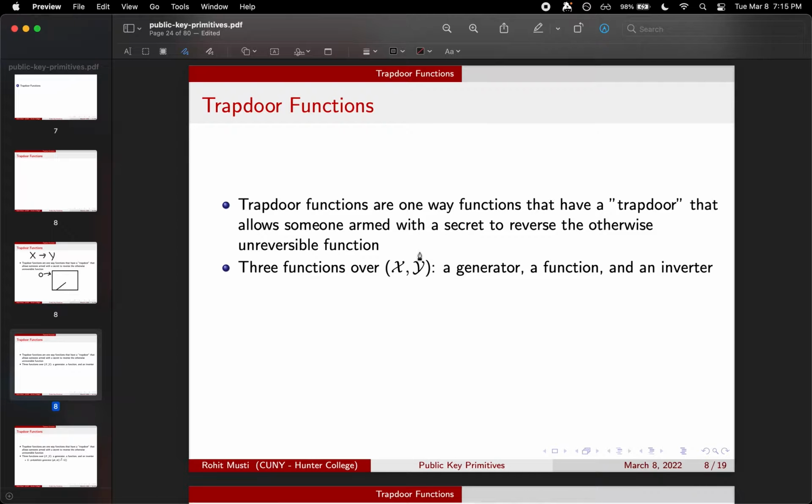These functions are over this domain and range, x and y, and they consist of a generator, which generates any secrets that you use, an actual one-way function, and an inverter. And the inverter has to actually work for the one-way function. And we'll just make sure we label that.